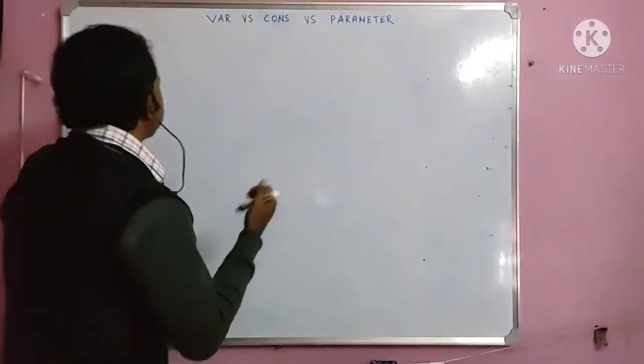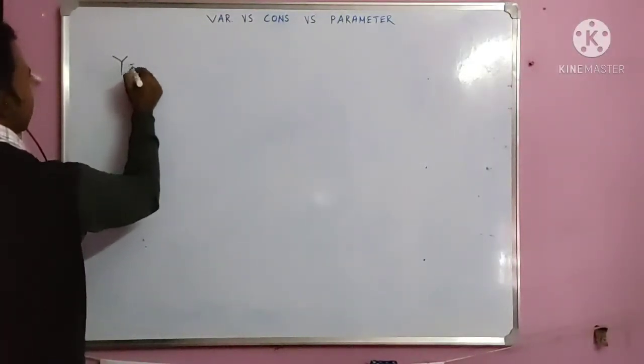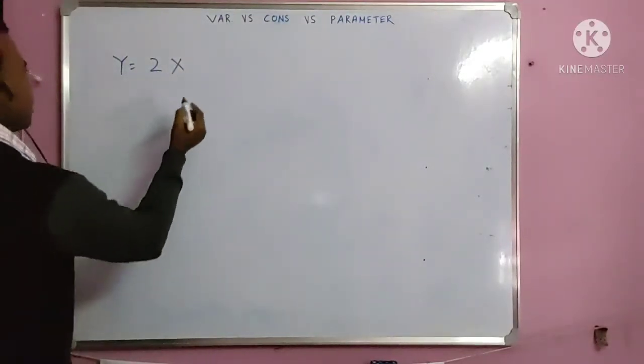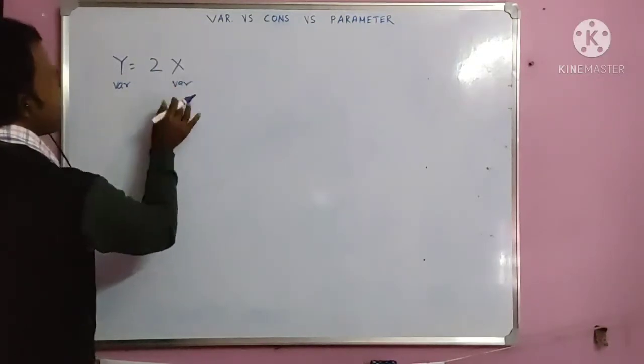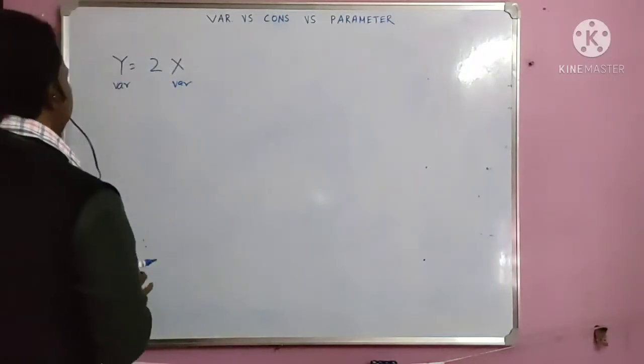So let me write this thing. Okay, so here is the straight line: y equals 2x. See, x and y, these are the variables. You all are well aware of these things. They are responsible to form any graph of equations.